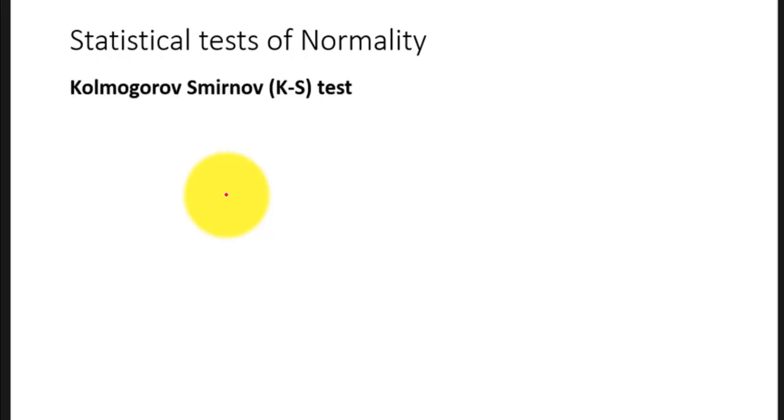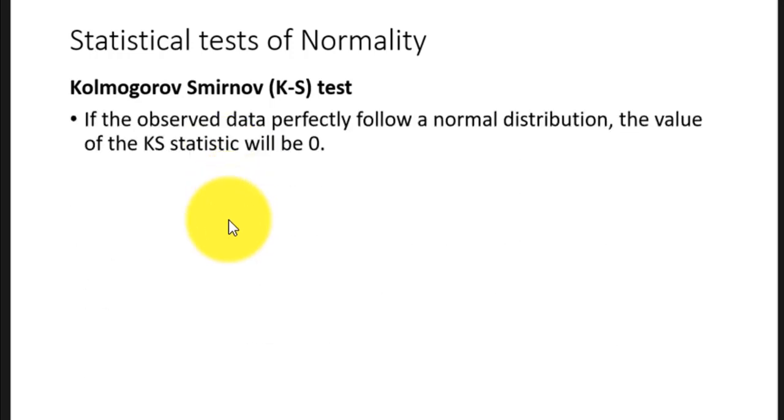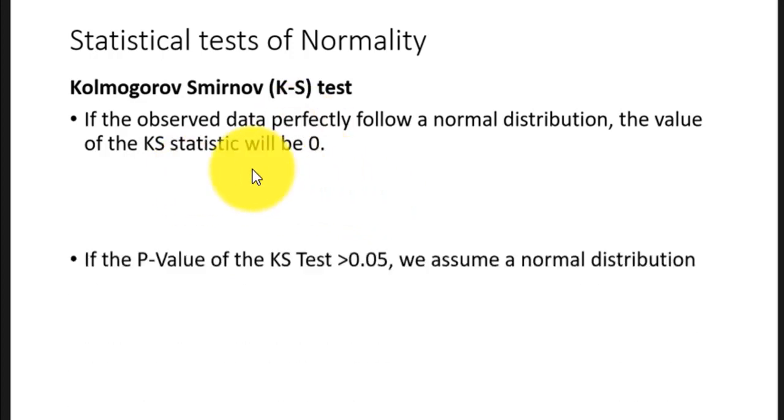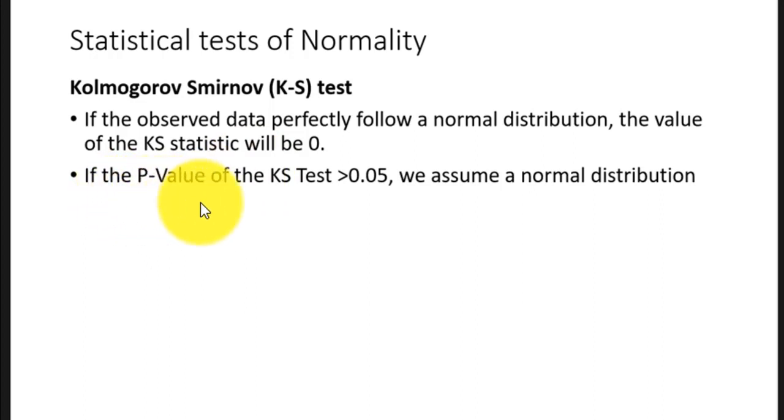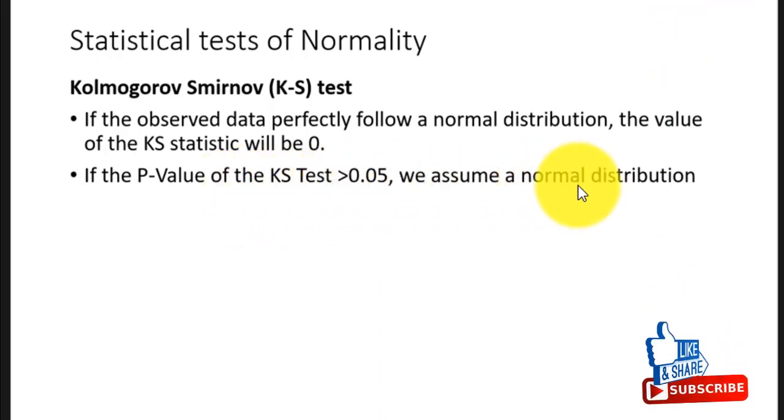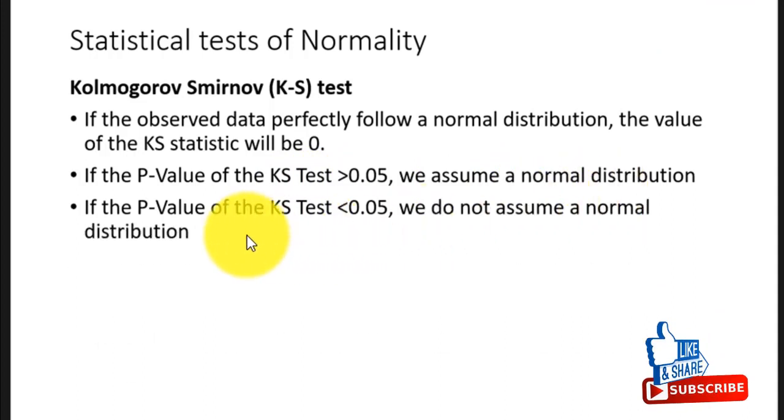There are two statistical methods of checking the normality. Number 1, KS test. If the observed data perfectly follows a normal distribution, the value of the KS test statistic will be 0. And the p-value is used to decide whether data comes from a normally distributed population or not. If the p-value of the KS test is greater than 0.05, we assume a normal distribution. Otherwise, we do not assume a normal distribution.